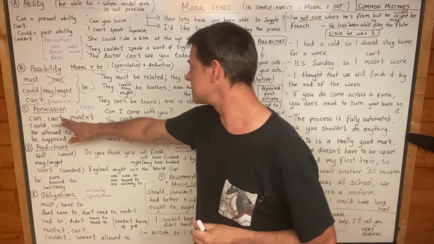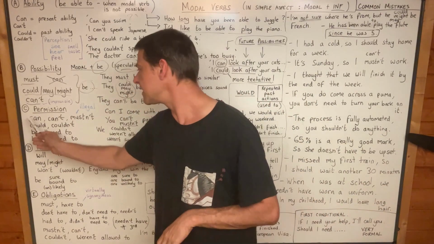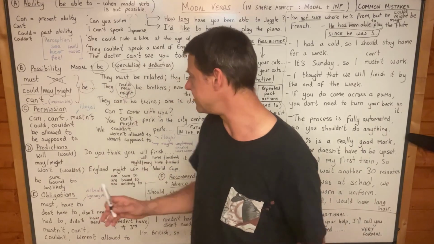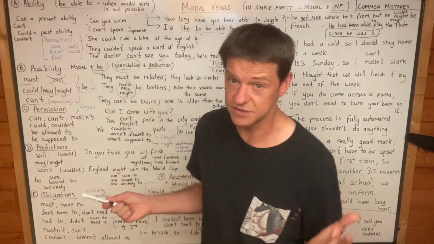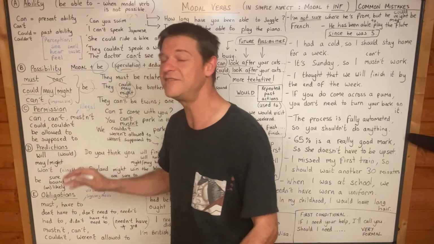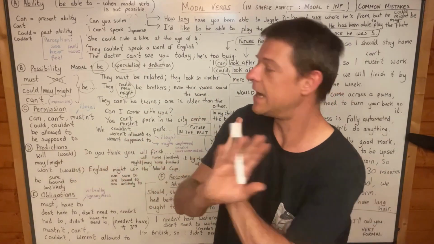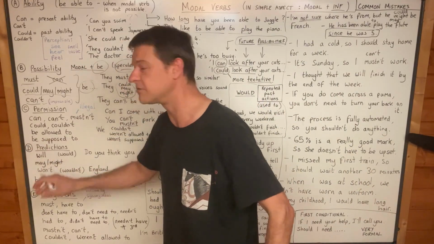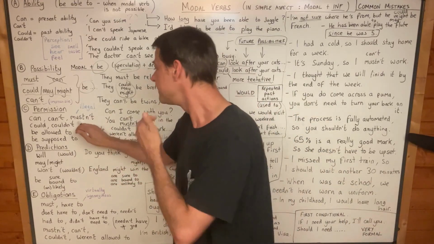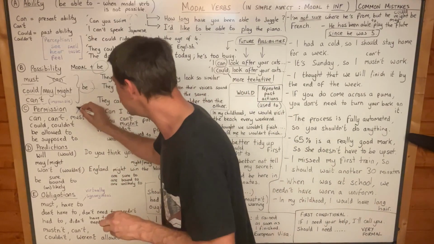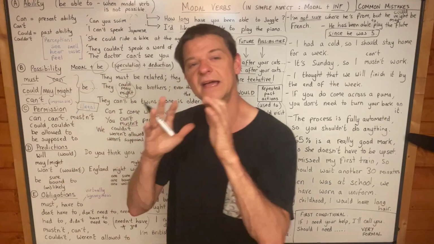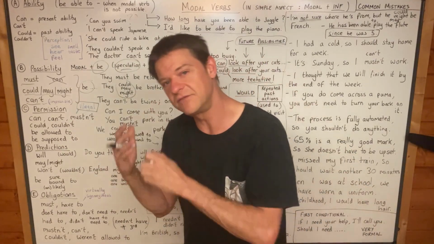But let's go on to permission now. We use can and can't for permission, but we also use mustn't, really, because mustn't means illegal, not allowed. Look, we've got be allowed to as well, not allowed to. Mustn't means illegal or against the rules. Let's say against the law or against the rules.